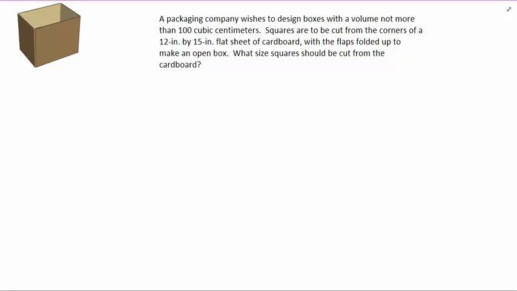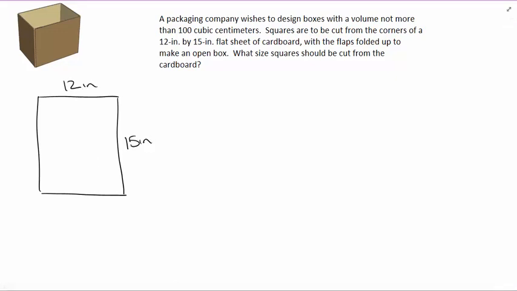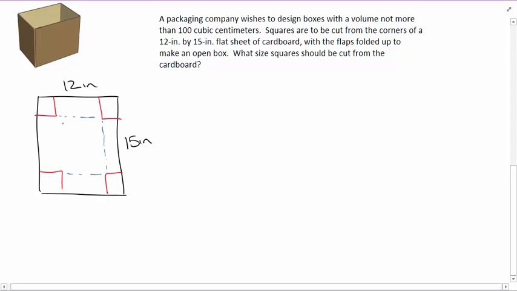It's important to recognize what's going on here. We have a flat sheet of cardboard. That flat sheet of cardboard is 15 inches by 12 inches. I'm going to cut a square from each corner. And when I cut a square from each of those corners, I can then fold along these blue dotted lines. And if I fold on these blue dotted lines after removing these corner squares, those are now gone, I will get the image above where I have a box with an open top.